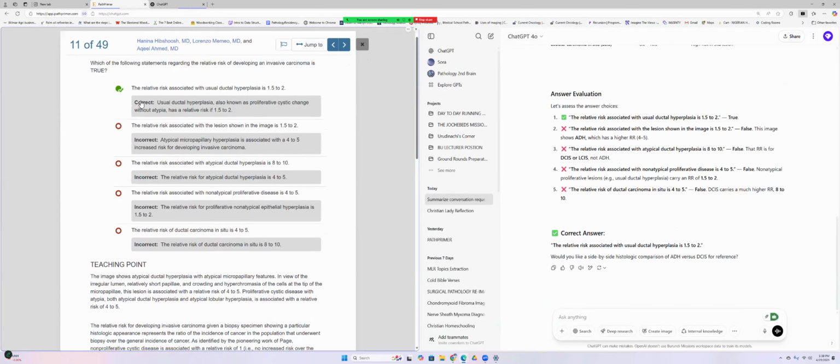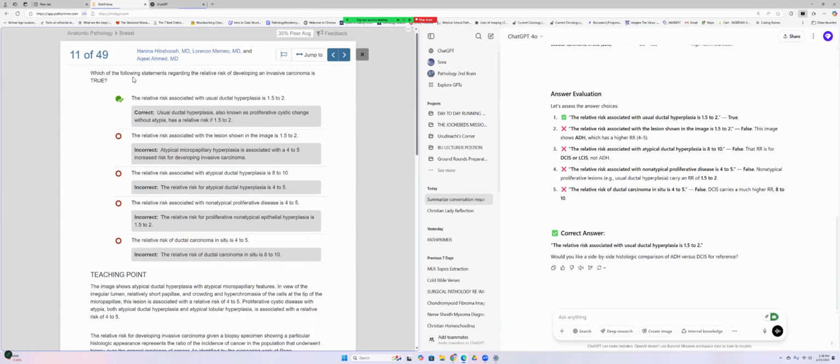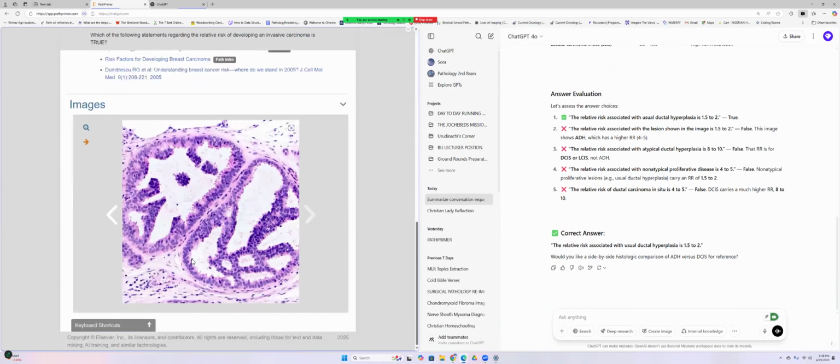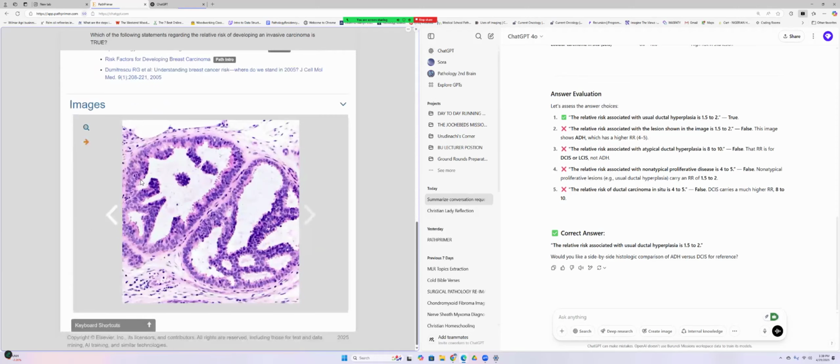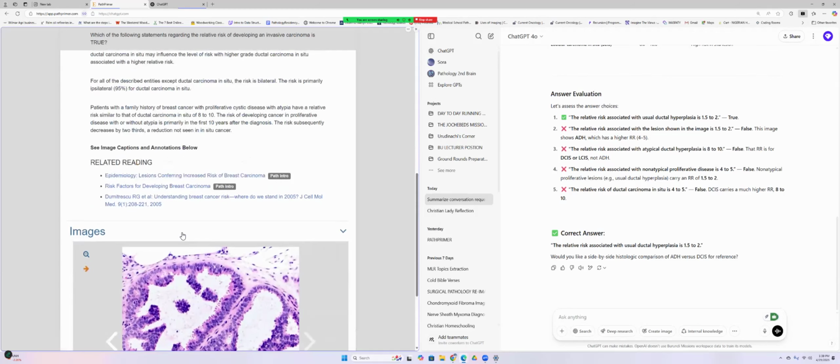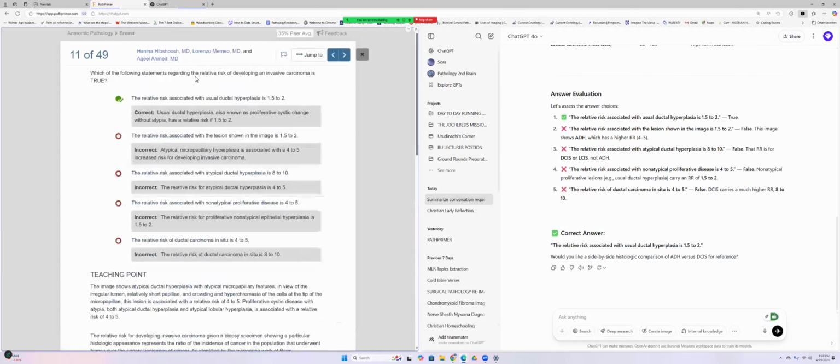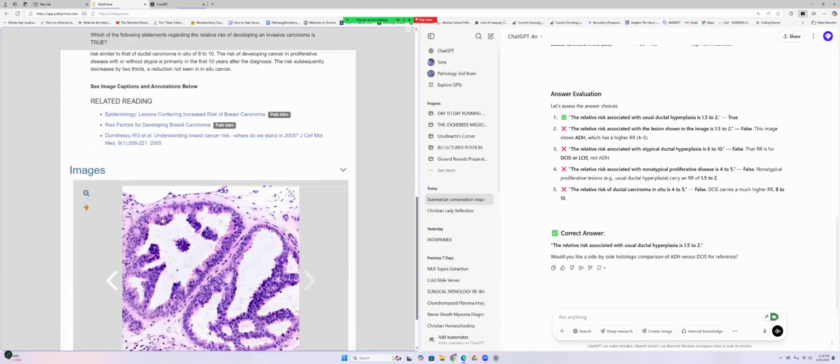So what are they saying? Which is funny regarding the question, it has nothing to do with the image. That's the problem. You don't need the image to answer it. The question says, which of the following statements regarding relative risk of developing an invasive carcinoma is true? It didn't make reference to the image. The image is actually an ADH image, right?